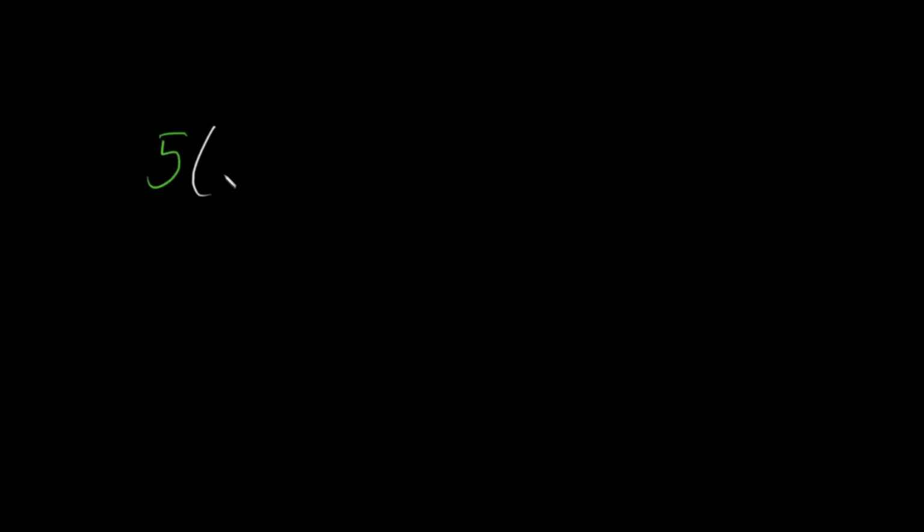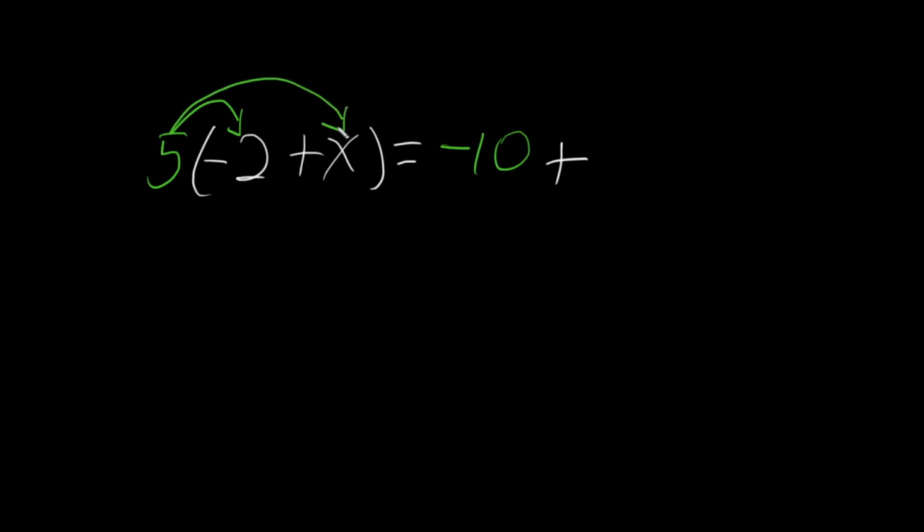Sometimes the negative value will be the first one that we see within the parentheses. So if we had 5 times, and then in parentheses, negative 2 plus x, the distribution still works the same way. Here we'll be multiplying a positive 5 by a negative 2. And that will give us a negative 10. We have a plus sign in the middle. And then the 5 will distribute and multiply by the x, leaving us with 5x.